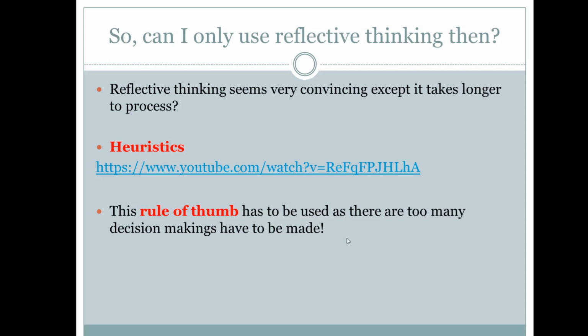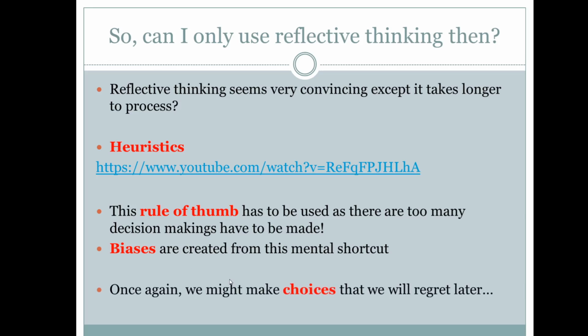From there, when you watch the video, you know that if we are using heuristics, it will give us very quick solutions. But the solutions might not be 100% correct, because there are some biases when we are using this kind of mental shortcut. When we're using these mental shortcuts, there are biases, and at the end, once again, we might make the wrong choices when we are using heuristics for our consumption behavior. So there you go.